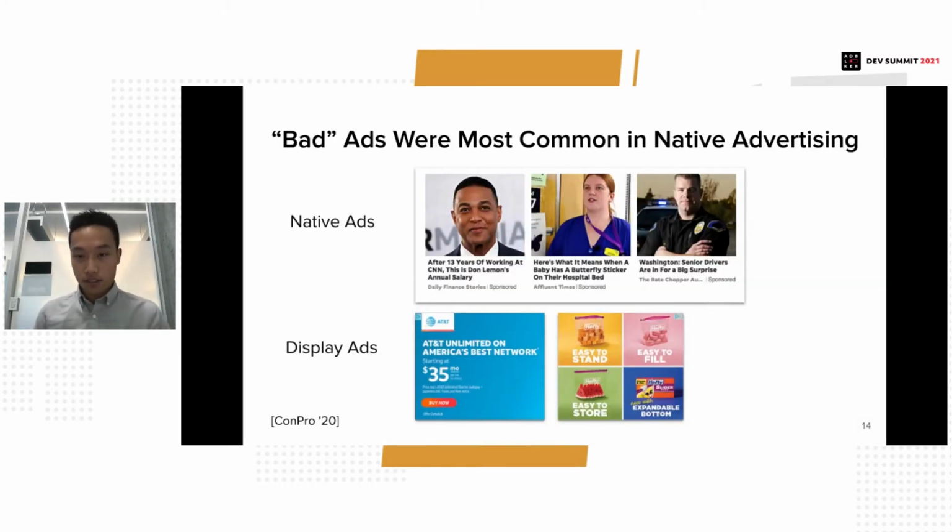In our investigation of news sites, we also found that bad ads were most common in a deceptive format known as native advertising. Native ads differ from standard display ads because they try to imitate the look and the feel of the websites that they're trying to run on. For news websites, native ads are designed to imitate links to news articles.